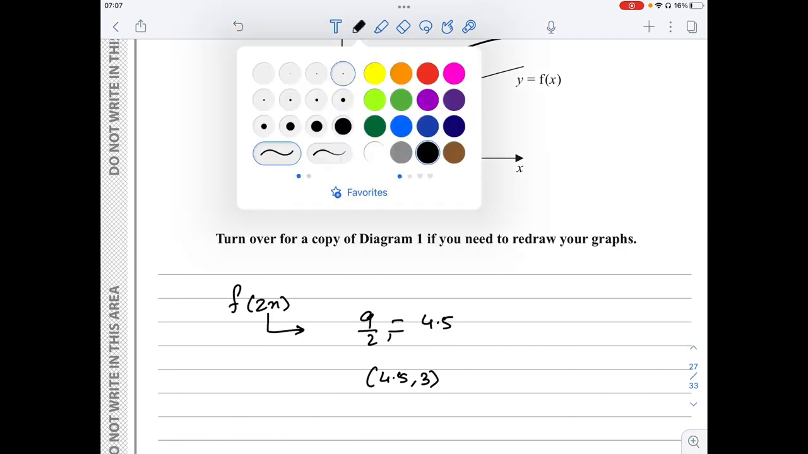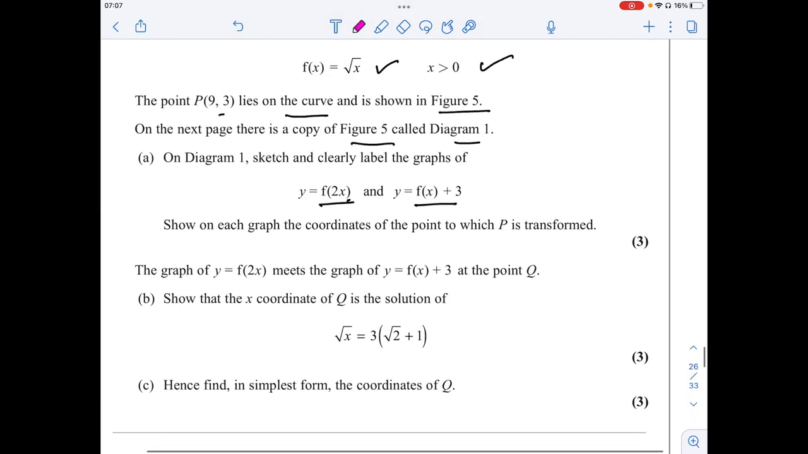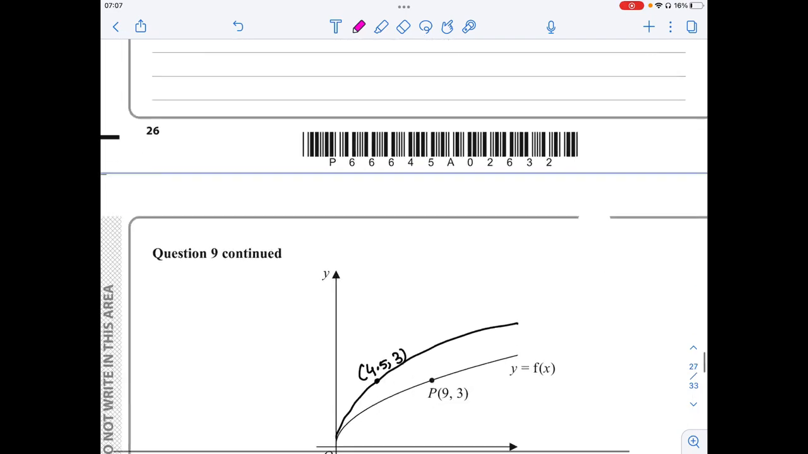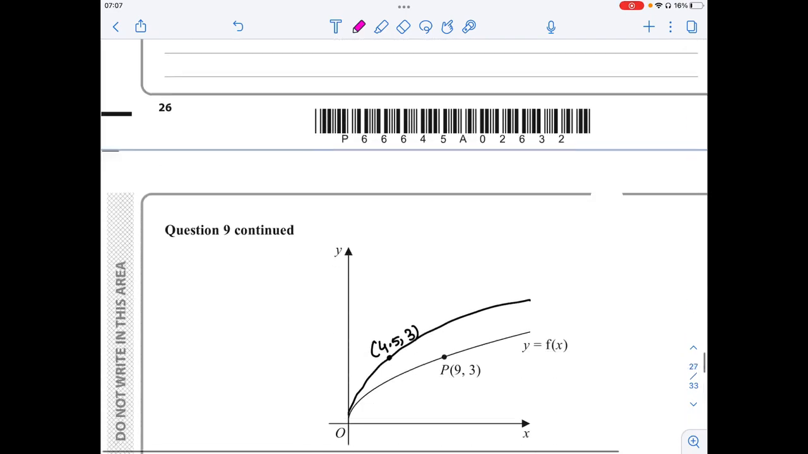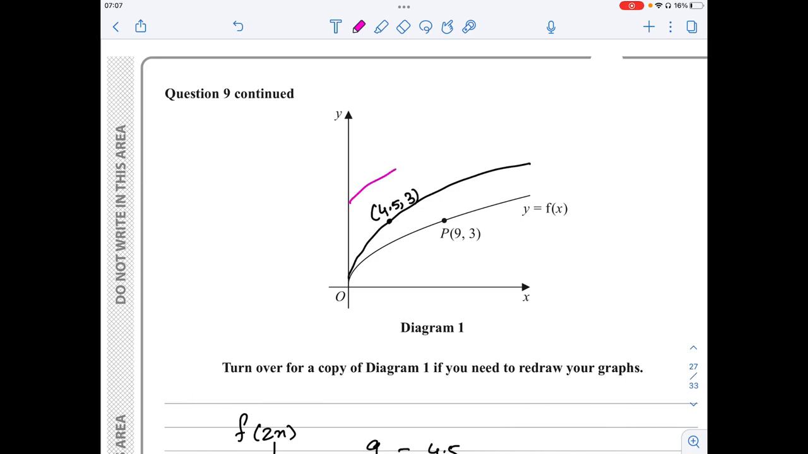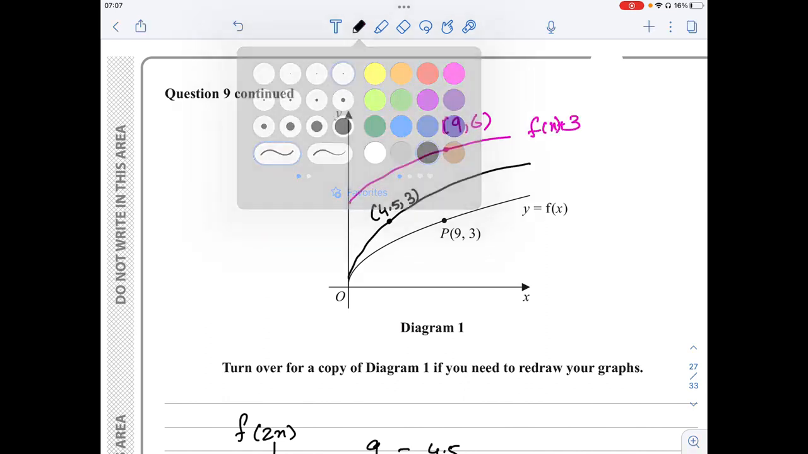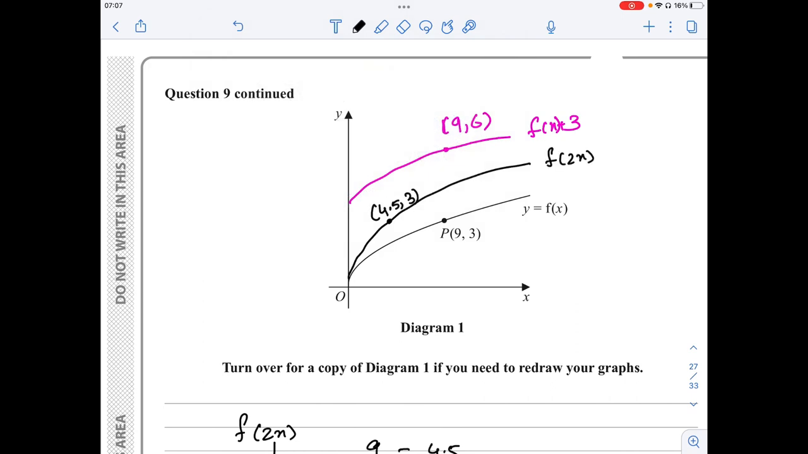For the next graph, it is asking f of x plus 3, which means the entire graph is moved 3 units up. So the x value will remain the same, but the y value will become 6, since 3 plus 3 is 6. This is f of x plus 3, and this is f of 2x. Better to write y equals.